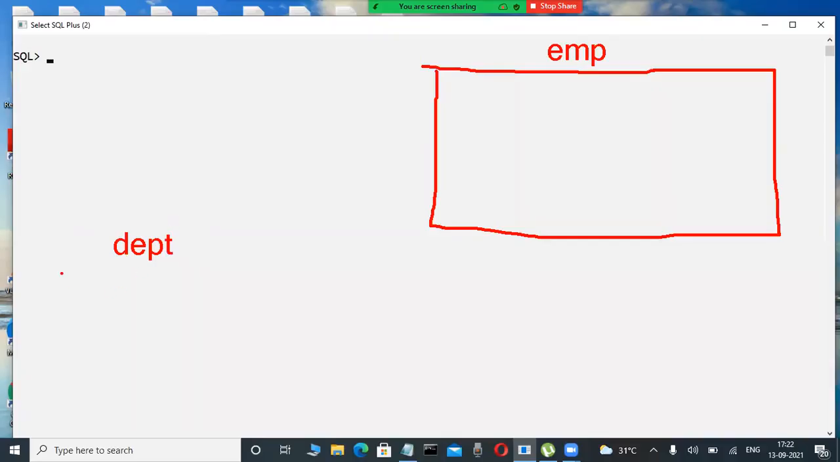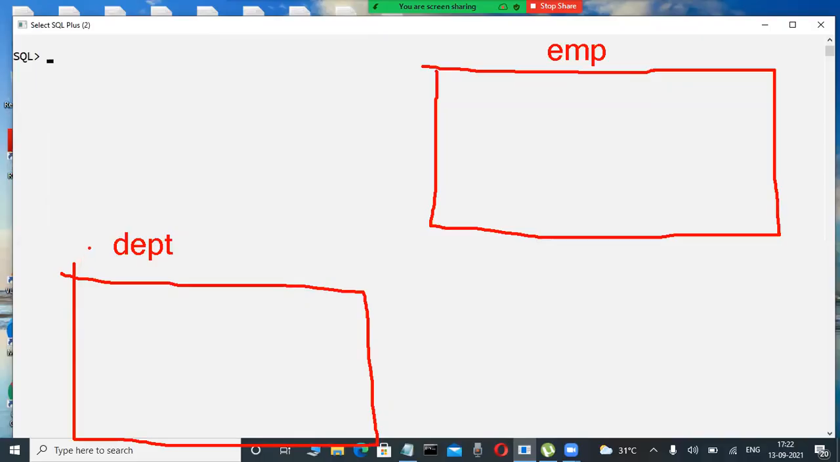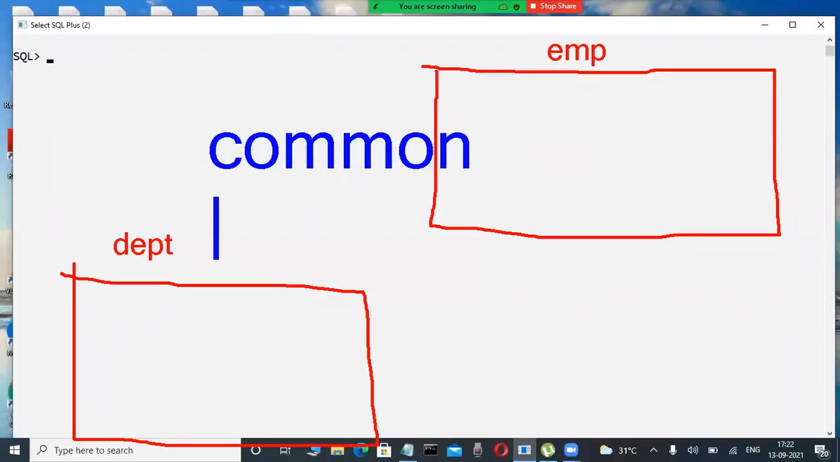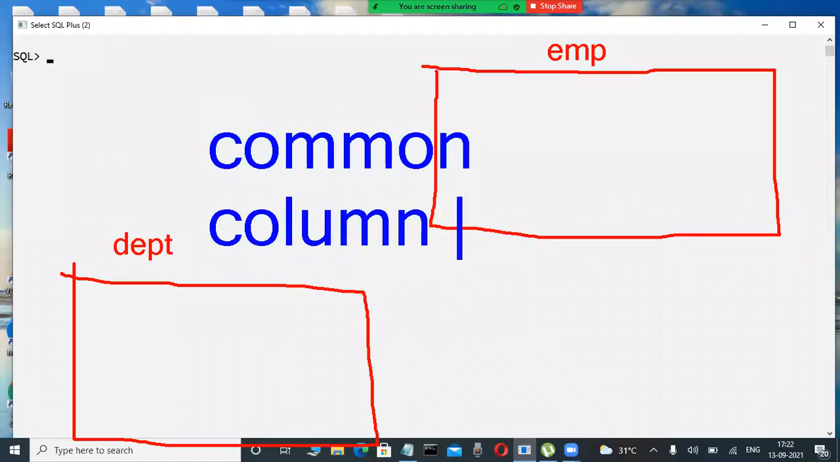Okay, fine. First, these two are related tables on the documentation side. Related tables mean that in these two tables, one common column is compulsorily available. 100% a common column is available. These tables are master and child tables. Related tables mean a common column name is compulsorily available.